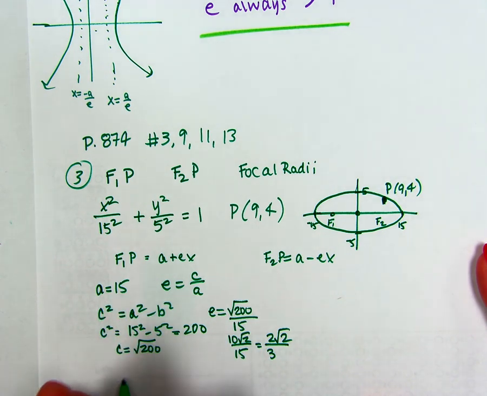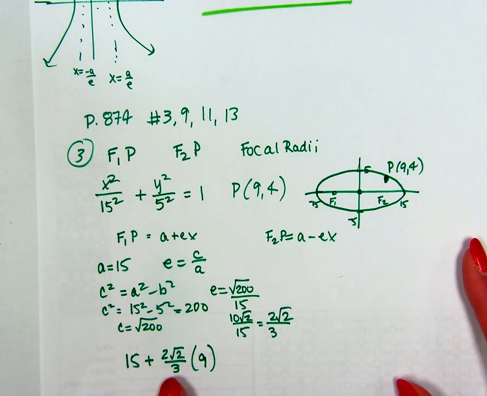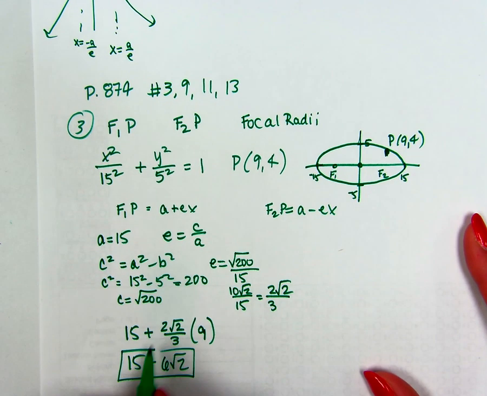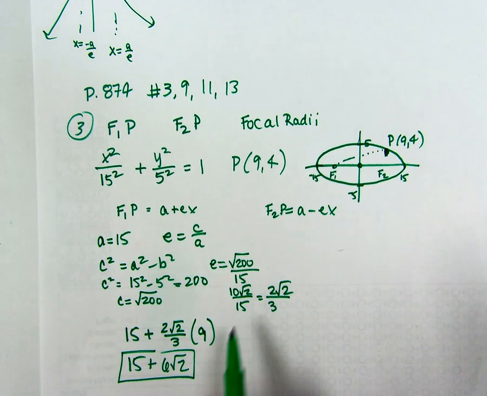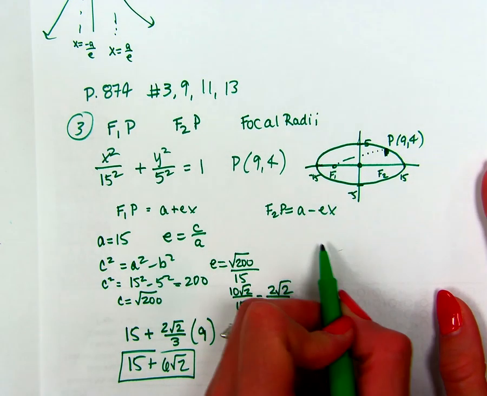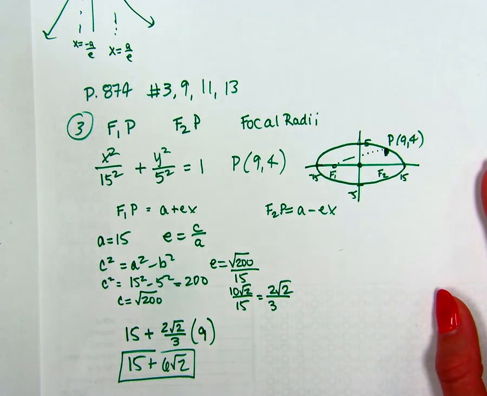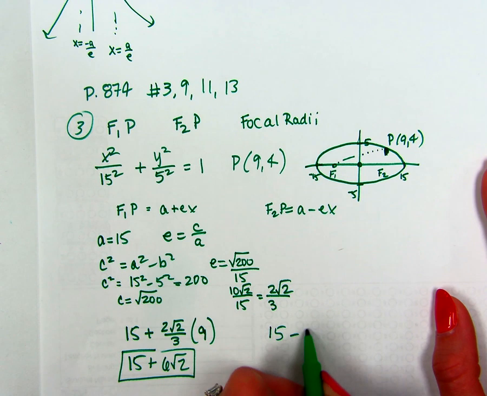Okay, so I'm going to now substitute in my formula. I have 15 plus e, which is 2 root 2 over 3, times my x-coordinate. My x-coordinate is 9. So that's going to give me 18 root 2 over 3, which is 6 root 2. And that's the distance from this point to my first focal point. And then the other one is going to be the same thing, except it's a minus e times x. So it's going to be 15 minus 6 root 2.